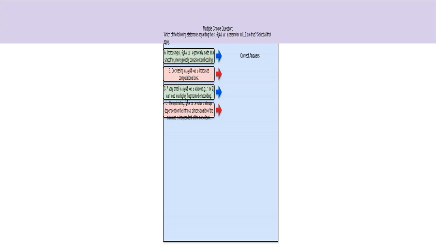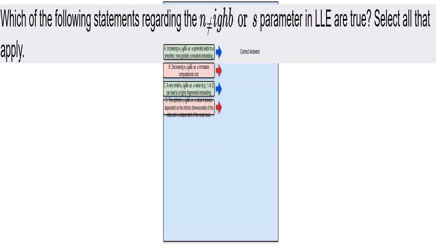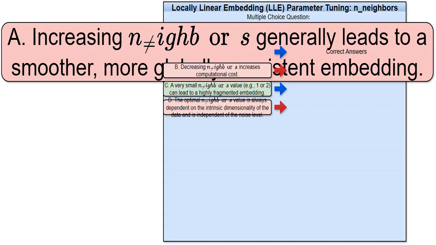Get ready to test your knowledge. I'll guide you through each statement and help you understand how n_neighbors influences the final result. Think of n_neighbors as the number of nearby data points considered when LLE tries to figure out their relationship. Increasing n_neighbors means that you consider more neighboring points when calculating the relationships between data points, creating a smoother, more consistent result. I imagine it like connecting more dots to form a smoother line on the simplified map.